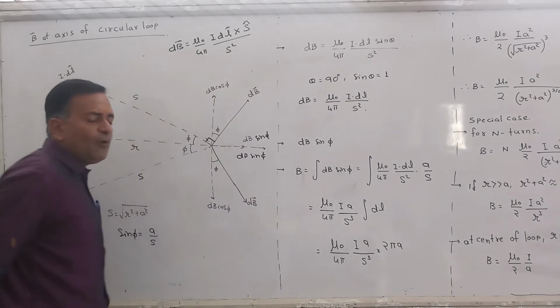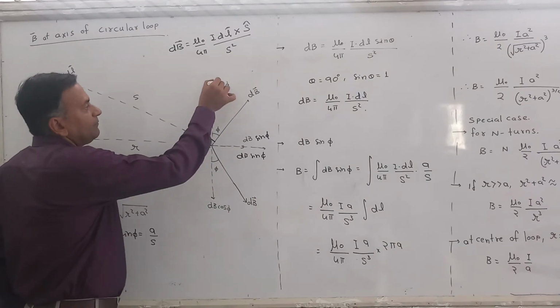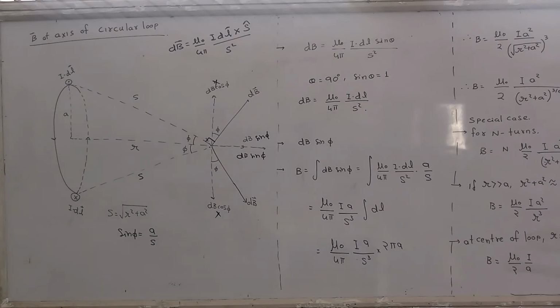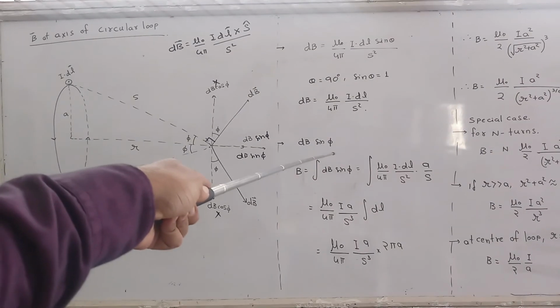Now what is happening is this. The top dB cos phi component and the bottom one are equal and opposite vectors on resolution. So what will happen? They will cancel out. And which component will actually exist at the point? It will be only dB sin phi.